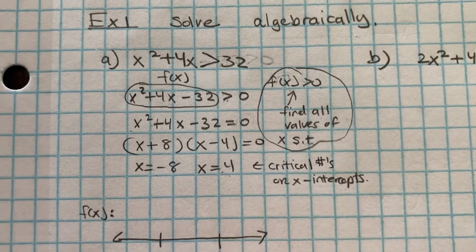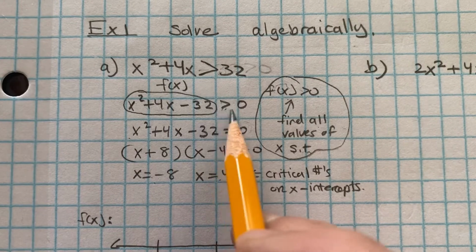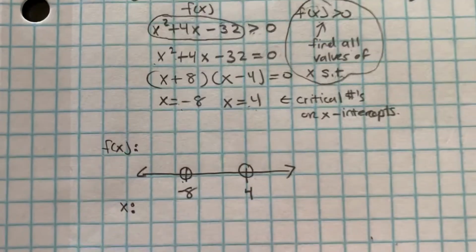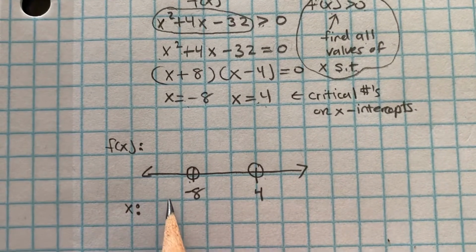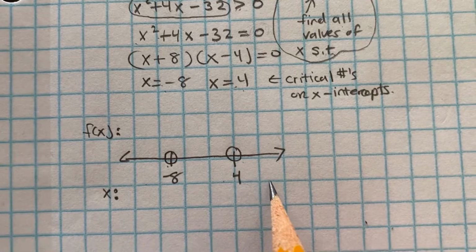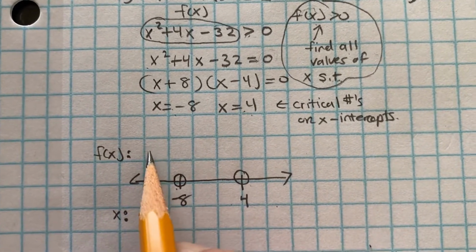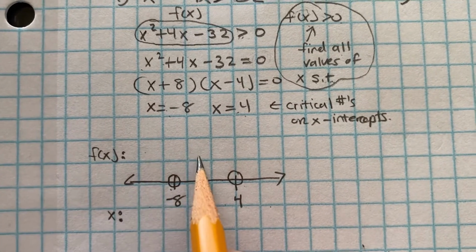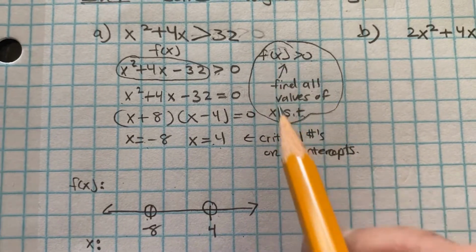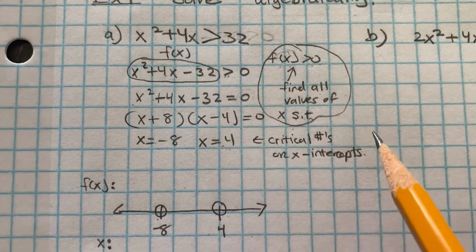Okay, so really on negative 8 and 4, because this inequality symbol does not have an equal sign, I'm going to put an open circle here, and all I'm going to do is test numbers to the left of negative 8, between negative 8 and 4, and then greater than 4, okay? And I want to figure out what the sign is. Is it positive or negative for my f of x? Positive or negative. My solution set is where all values of x are such that f of x is greater than 0. Another way of saying greater than 0 is positive.